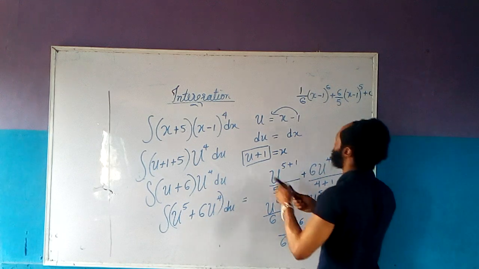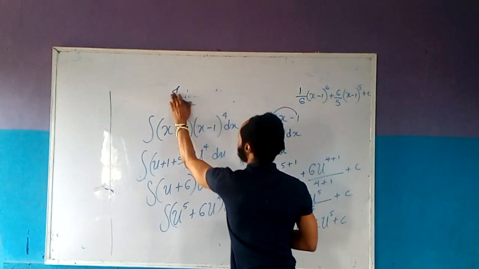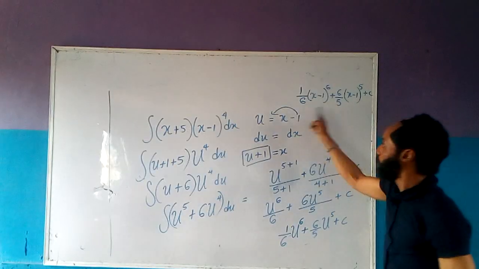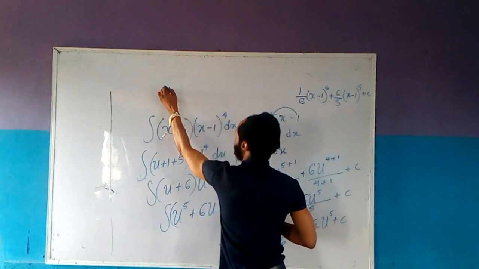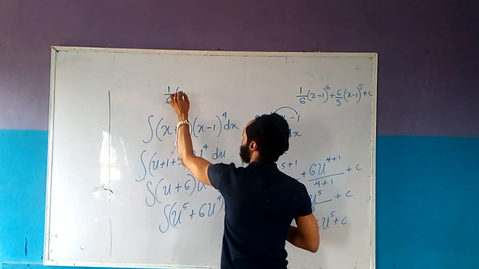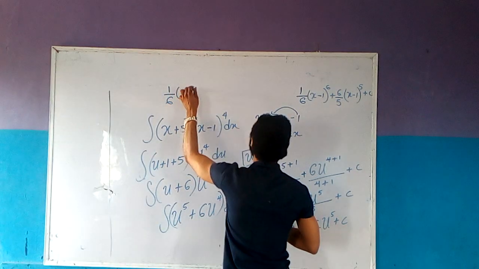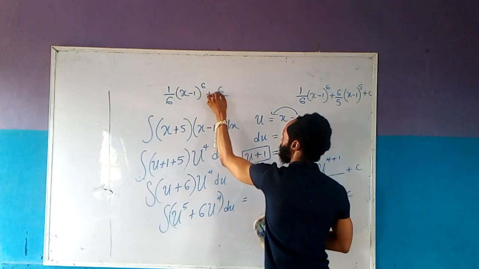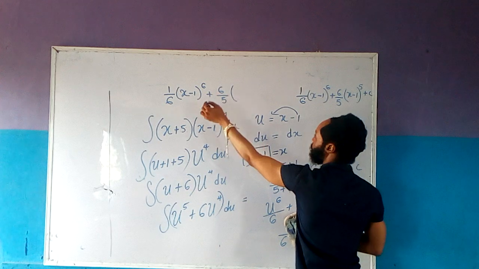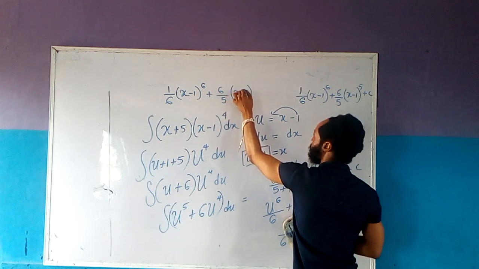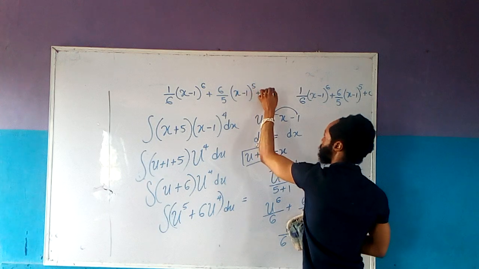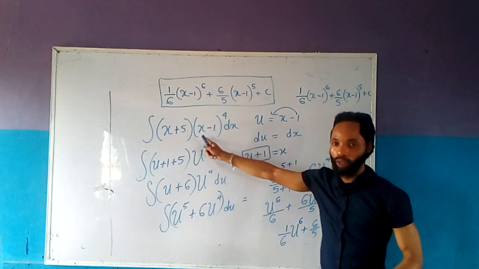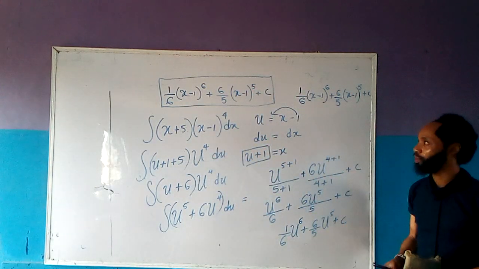Let me write it here so that it will be clearer. 1 over 6 times (x minus 1) raised to the power 6, plus 6 over 5 times (x minus 1) raised to the power 5, plus C. And this is indeed our answer to this question using u-substitution.